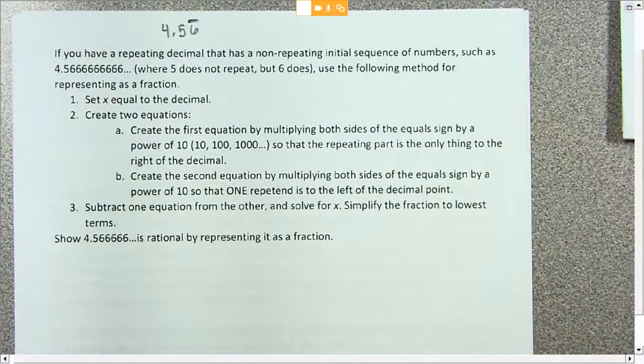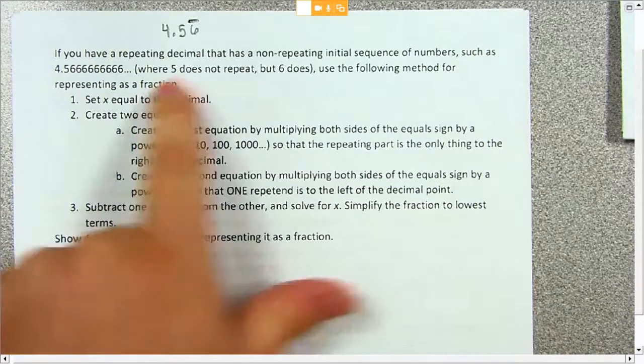So how do I write that as a decimal? Well, it's a little more involved than the other. I don't know a trick for this one. I haven't been divinely inspired yet for this one, so we have to do it the longer way. Can't use a shortcut. So notice the 5 does not repeat, but the 6 does.